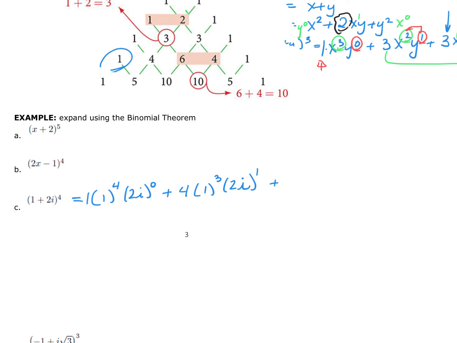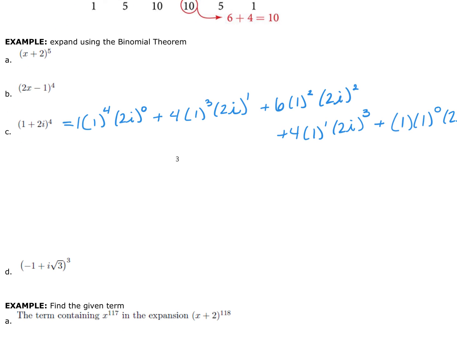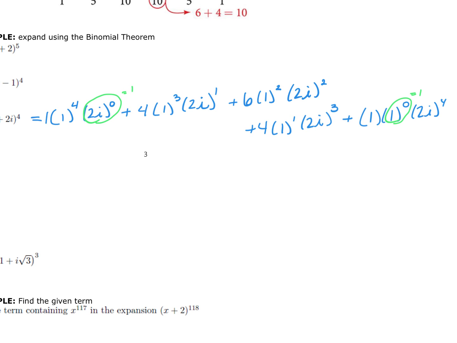Plus, now my next term is going to have a coefficient multiplier of 6. So 6 multiplied by 1 squared, 2i squared. My next one is going to be plus 4, 1 raised to the 1, 2i raised to the 3. And then my last term is going to be 1 multiplied by 1 to the 0, 2i to the 4th. All right, now remember, this is going to be 1, just like this is going to be 1, so that's nice.